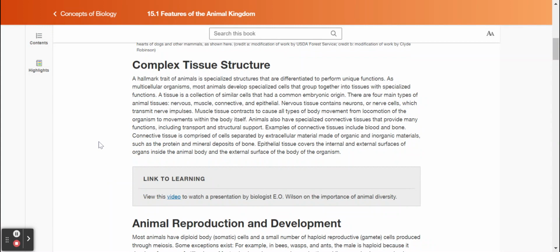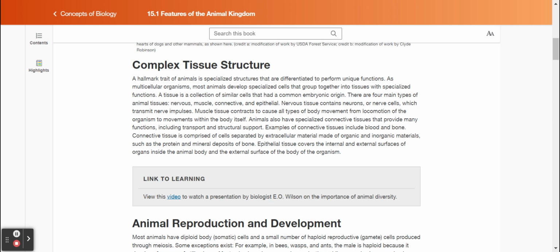Complex tissue structure. A hallmark trait of animals is specialized structures that are differentiated to perform unique functions. As multicellular organisms, most animals develop specialized cells that group together into tissues with specialized functions. A tissue is a collection of similar cells that had a common embryonic origin. There are four main types of animal tissues: nervous, muscle, connective, and epithelial.